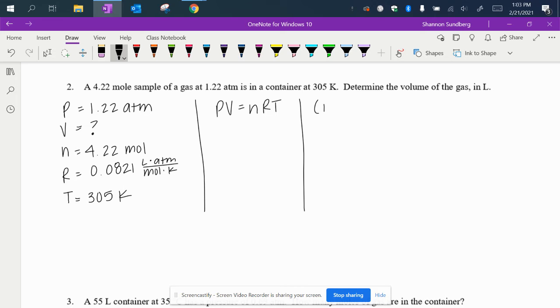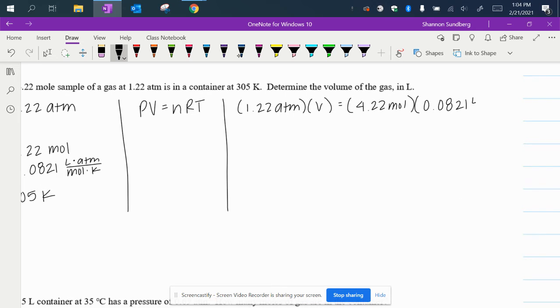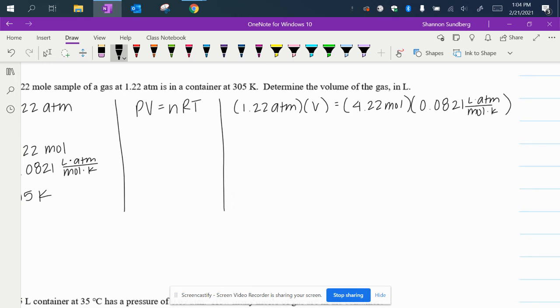So for pressure, we have 1.22 atmospheres. I'm just going to put V for volume because that's what we're trying to find. Our N value is our number of moles, which is 4.22 moles of our gas. Our R value is the gas constant, which is 0.0821. And then our temperature was 305 Kelvin.